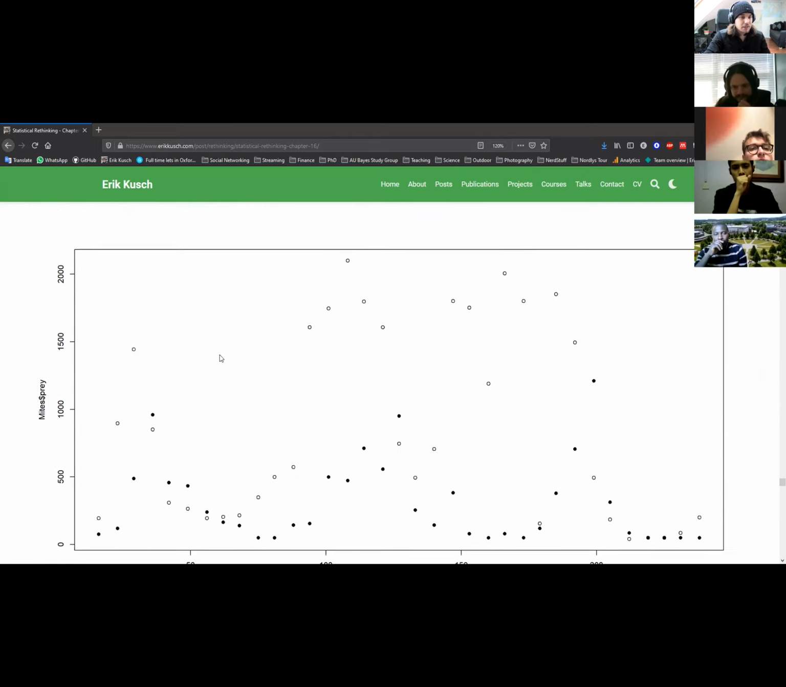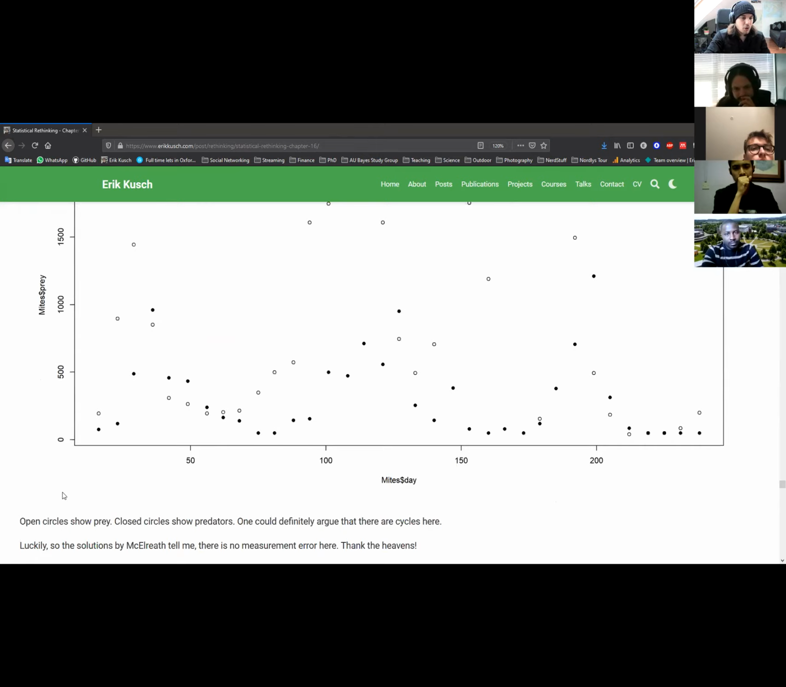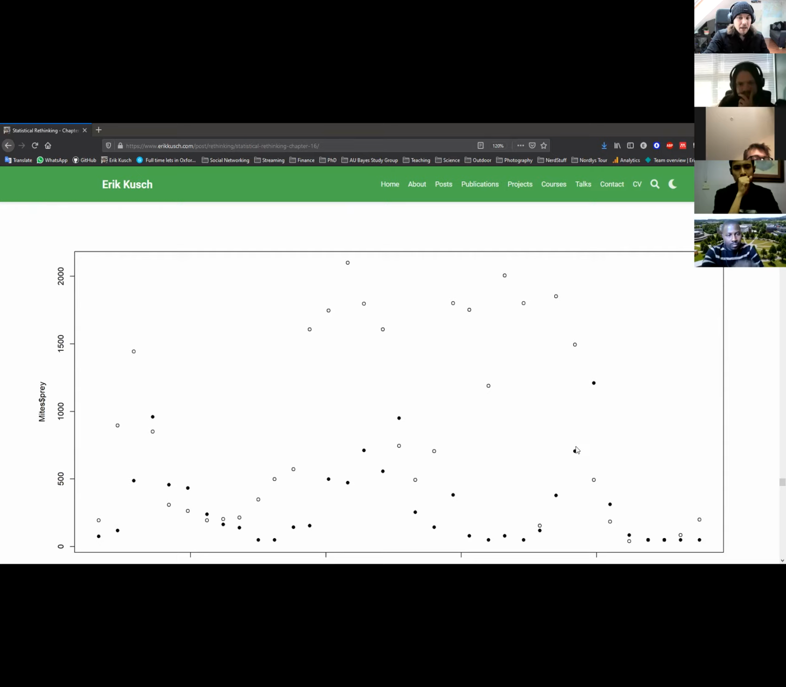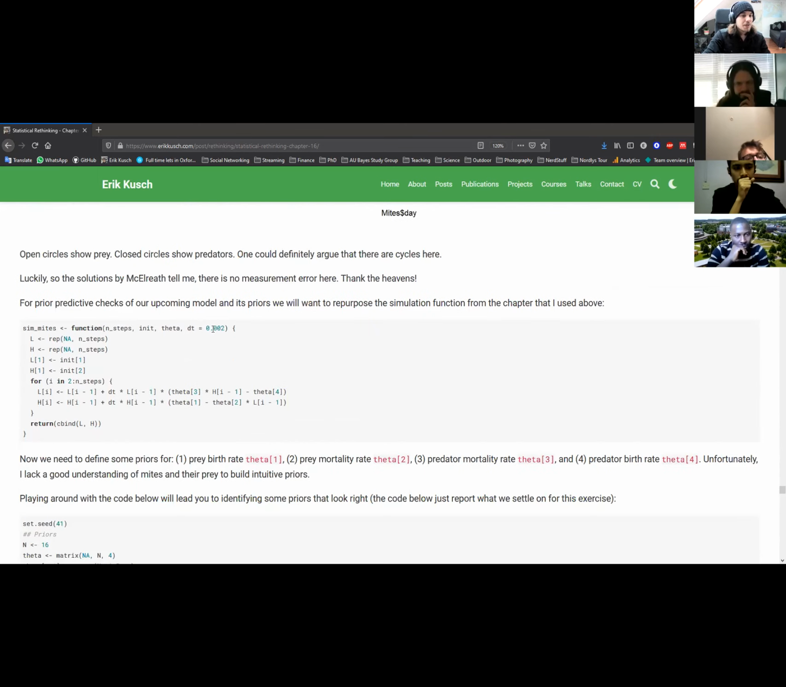Just looking at the data, we see that open circles show the prey, closed circles show the predators. Looks like there are some cycles in here. Looks like one is tracking the other. Let's see if we can recreate that with a model. So I quickly reestablish a simulation function like I did with the lynx and hare function. I now call it sim mites, so we can run the simulation function that we used previously for lynx and hares for mites.